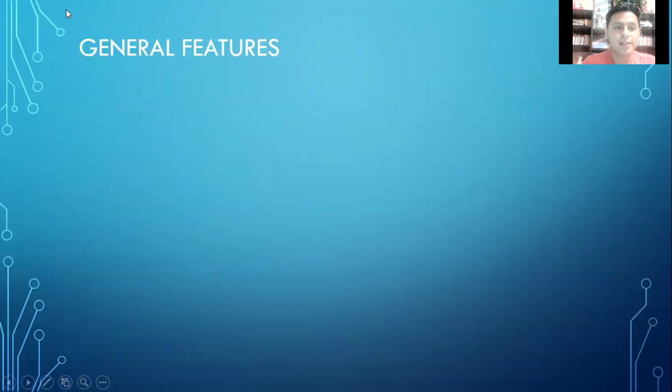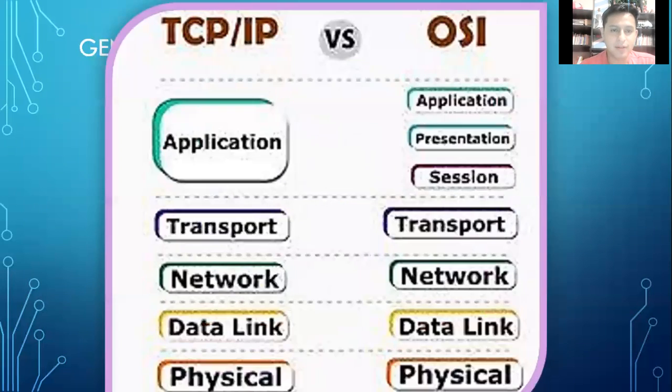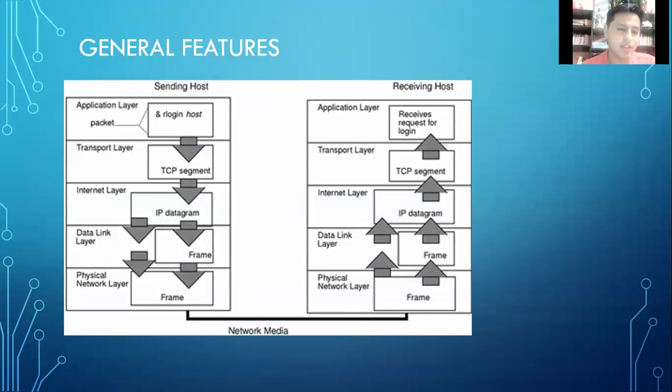Now, general features. This protocol works on the transport layer, exactly layer 3 on the TCP/IP model. On the OSI model, it works on layer 4 with the same name, the transport layer. Now we need to remember some concepts of the network.